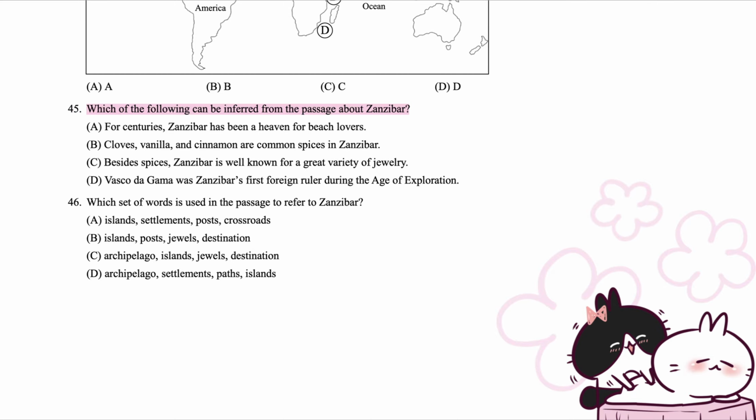45. Which of the following can be inferred from the passage about Zanzibar? A. For centuries, Zanzibar has been a heaven for beach lovers. B. Cloves, vanilla, and cinnamon are common spices in Zanzibar. C. Besides spices, Zanzibar is well known for a great variety of jewelry. D. Vasco da Gama was Zanzibar's first foreign ruler during the Age of Exploration.